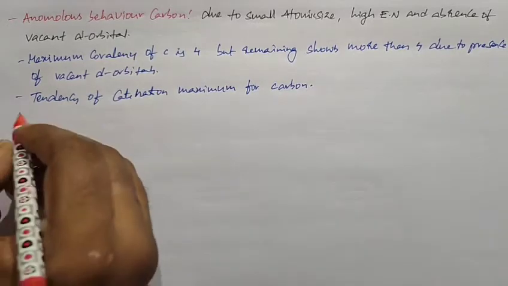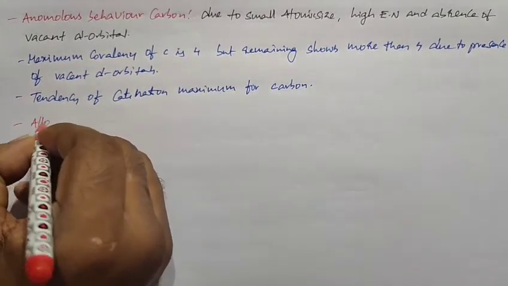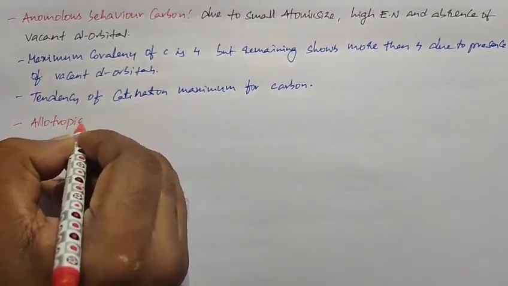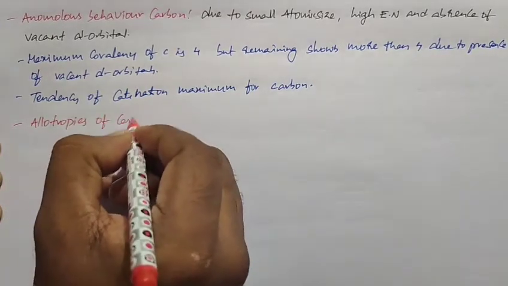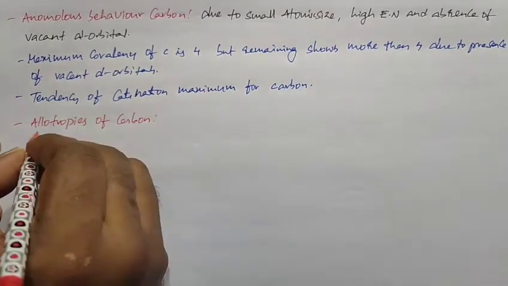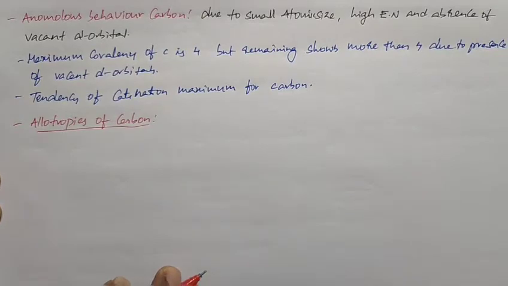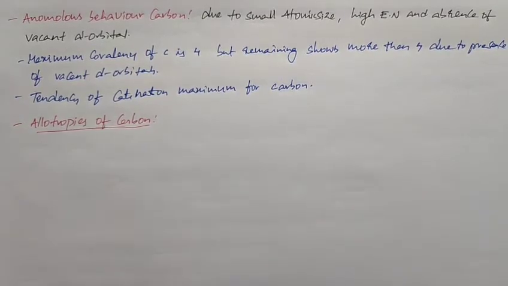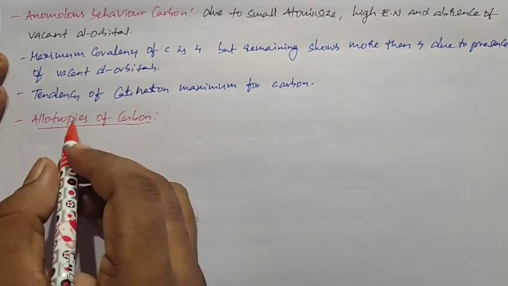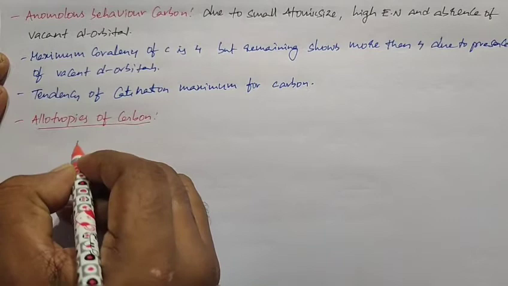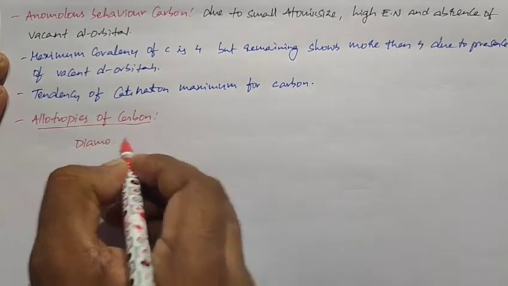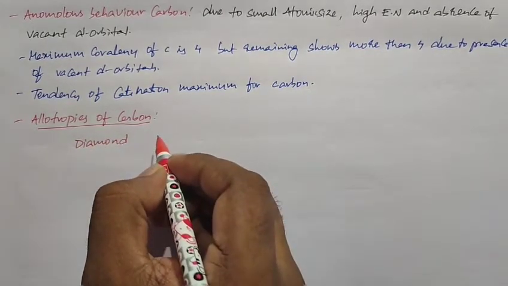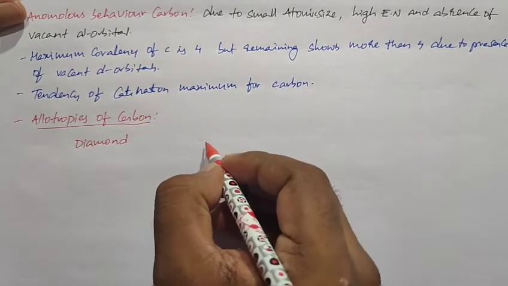Next is allotropy of carbon. In the allotropes of carbon, mainly 3 allotropic forms are very important: diamond, graphite, and fullerene. In this, diamond and graphite are natural allotropes, and fullerene is an artificial allotrope.